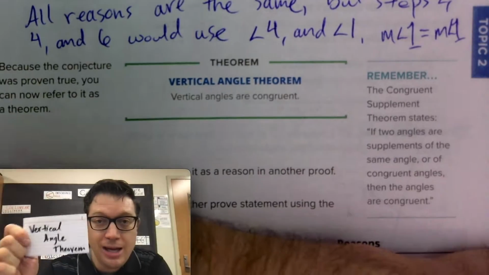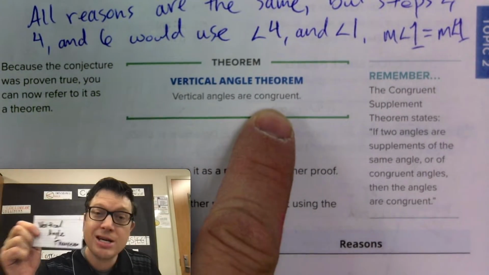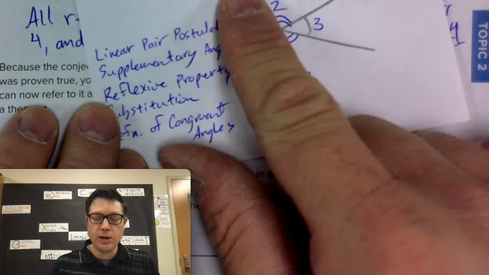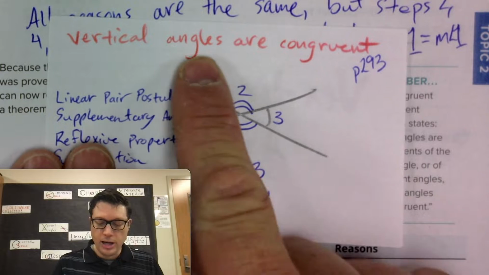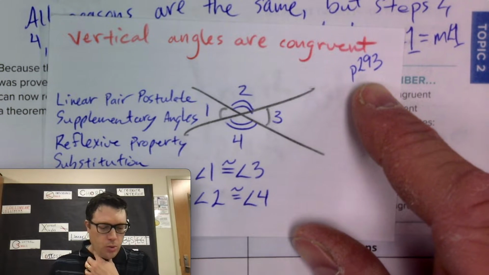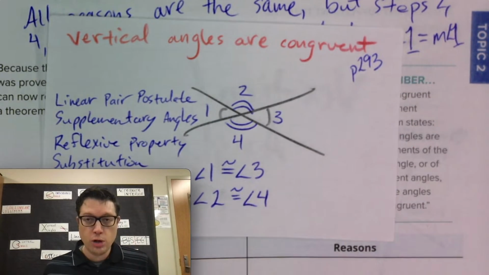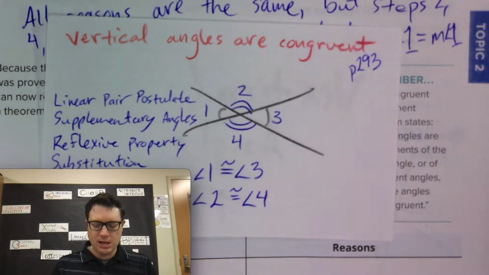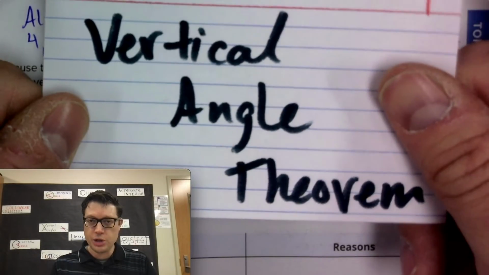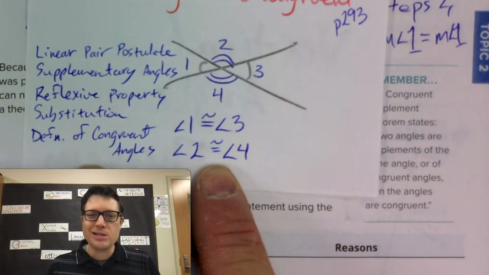Vertical angle theorem is the vocabulary word that we are focusing on, and it says vertical angles are congruent. So on your note card, write that on the back. Vertical angles are congruent. And this is on page 293. Whenever I work on a term, I'm putting the page number there. I want this to be a useful study resource: term, example, specific statements that you should make.